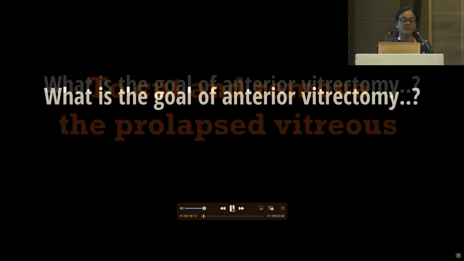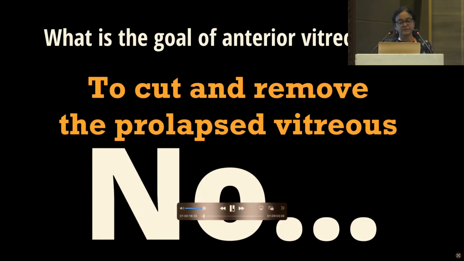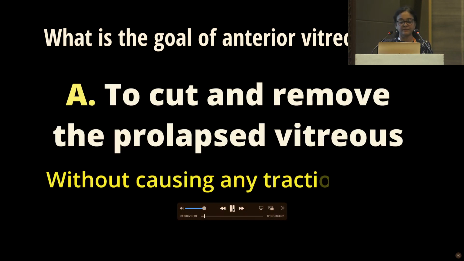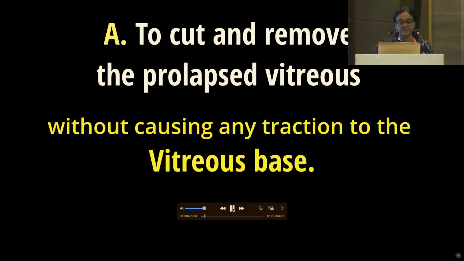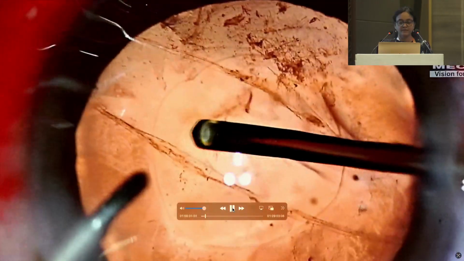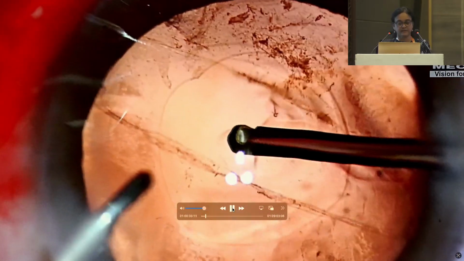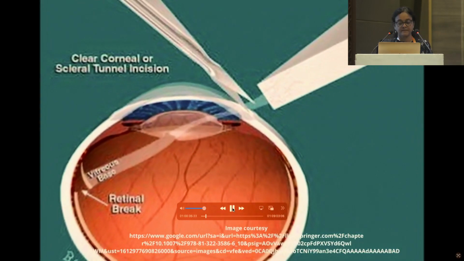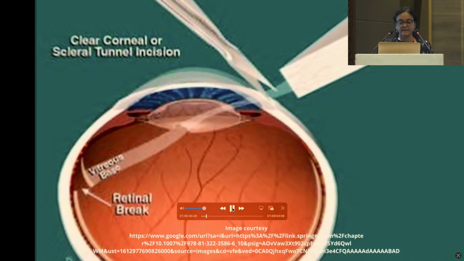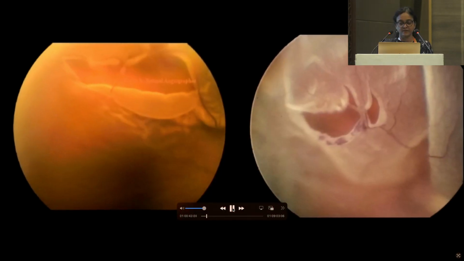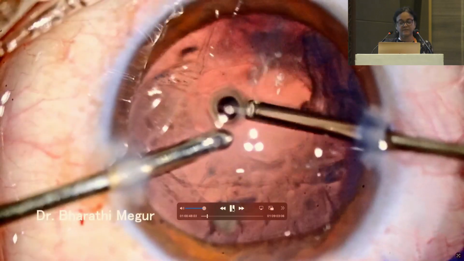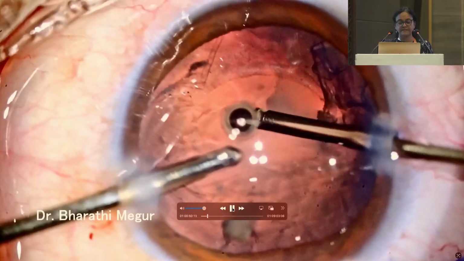So what is the goal of anterior vitrectomy? Is it simply to remove the prolapsed vitreous? No. In addition to cutting and removing the vitreous, we have an additional responsibility not to cause any traction to the vitreous base. As we all know, vitreous has strong attachments to the optic disc and the base, where you can induce giant retinal tears and retinal detachments. And in some cases, if the vitreous is not managed well, long-standing cystoid macular edema can occur. So we need to manage vitreous very efficiently.